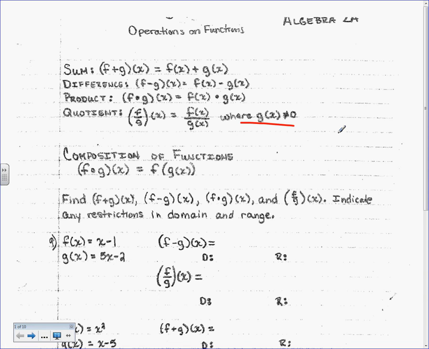Why is the denominator not allowed to be 0? Why can't we have 0 on the bottom? What's that called? Undefined, right? Yeah, you can't have 0 in the denominator. Okay? So we'll deal with that later. Composition of functions we'll come back to later too. We're just going to do one thing at a time.